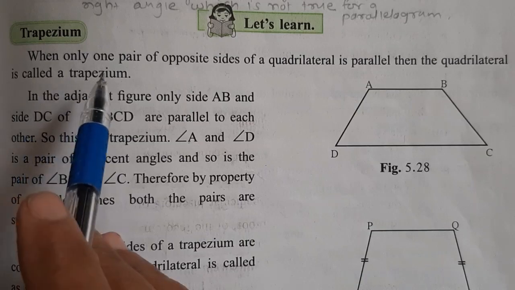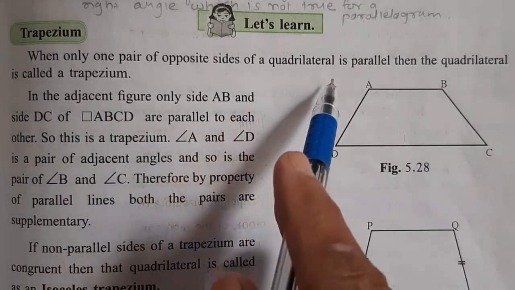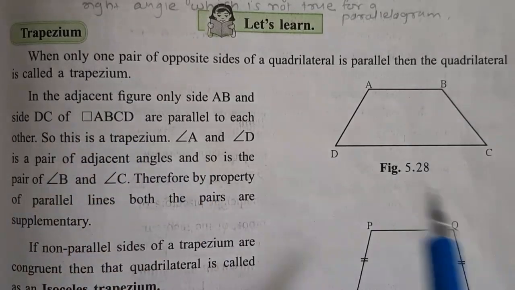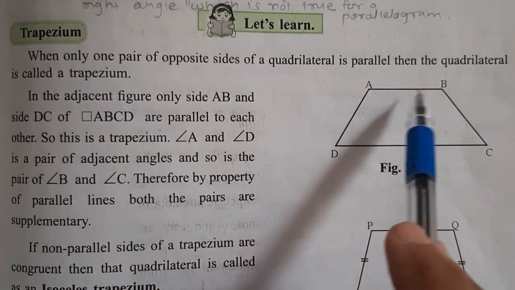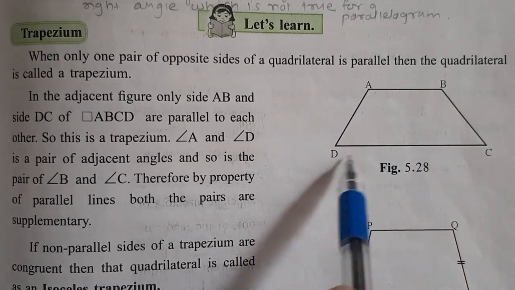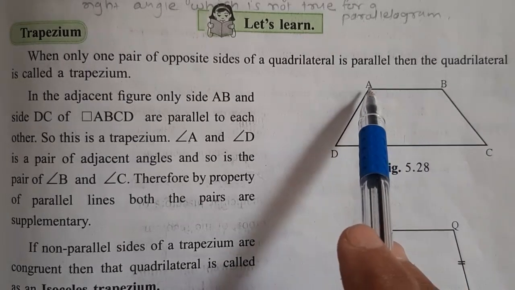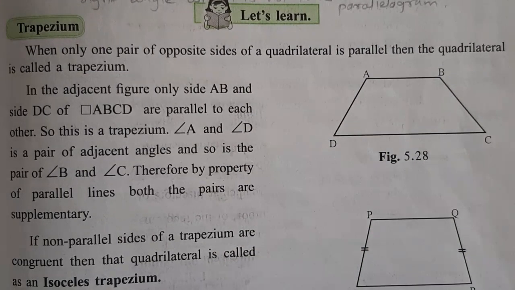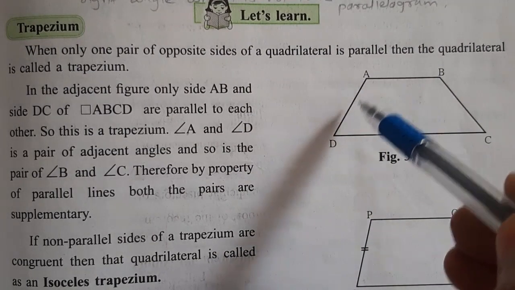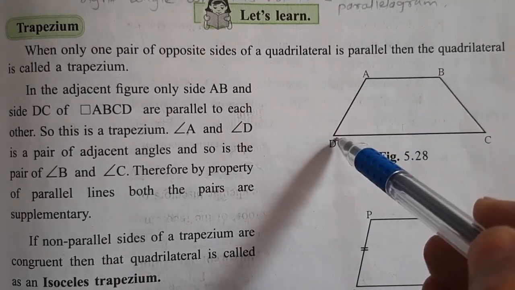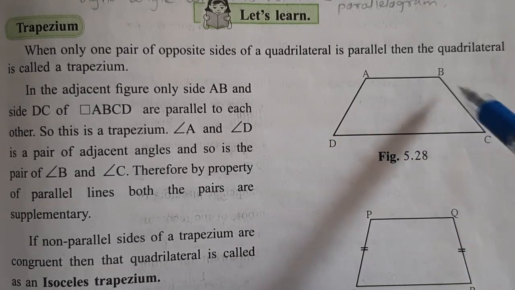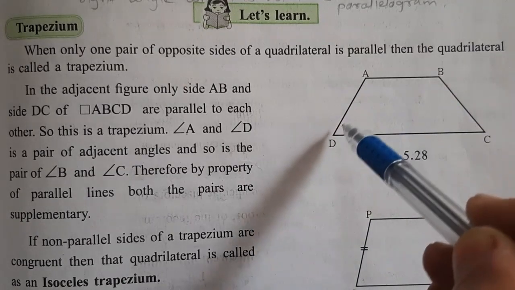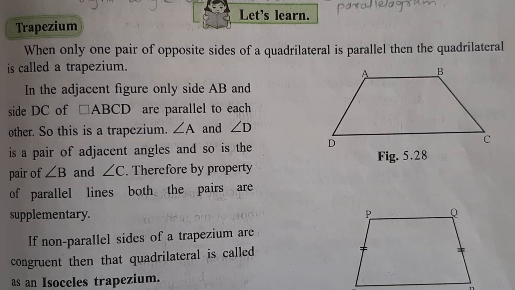Trapezium. When only one pair of opposite sides of a quadrilateral is parallel, then the quadrilateral is called a trapezium. Here in the diagram, in quadrilateral ABCD, AB is parallel to DC. So we can say that quadrilateral ABCD is a trapezium. Here we can observe angle A and angle D. These are a pair of adjacent angles. Similarly, angle B and angle C are also a pair of adjacent angles. And in a trapezium, a pair of adjacent angles are supplementary to each other.